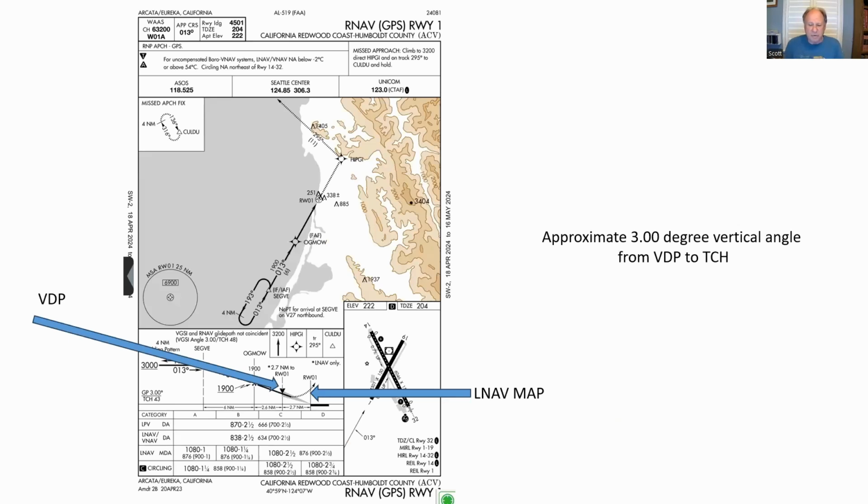So here's an example. This is at Humboldt County, and the left blue arrow shows the VDP, and the right blue arrow shows the missed approach point. Every instrument pilot who flies should know about this, but I'm doing this as a refresher because we talk about it a bit more later.